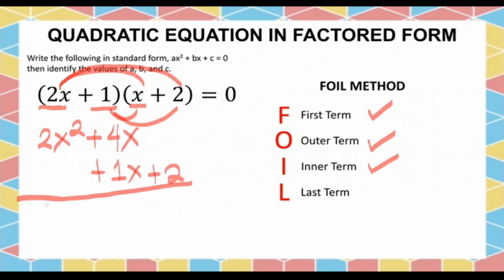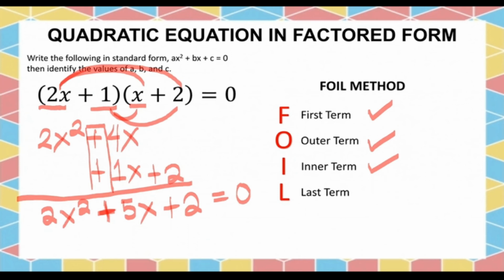So we simplify. We have 2x squared plus, since again, they're both positive, we're going to copy the sign and then we'll add 4 plus 1, that is now 5, bring down x. Then bring down 2 is equal to 0. So this is now the expanded form of the equation. Then the value of a is equal to positive 2. The value of b is positive 5. And the value of c is positive 2.